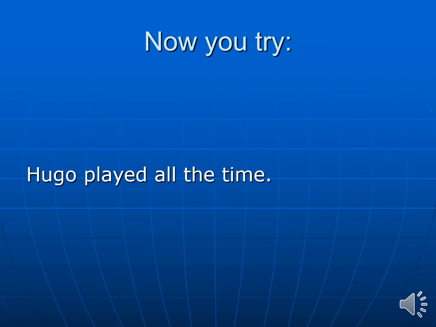Try another one. Hugo played all the time. Would that be imperfect or preterite? Correct. That would be the imperfect tense because this is something he did all the time. We don't know when it began or stopped, but it's definitely not a done deal. He did it all the time and we don't know if he continues to do so. So it's imperfect. Hugo jugaba todo el tiempo.